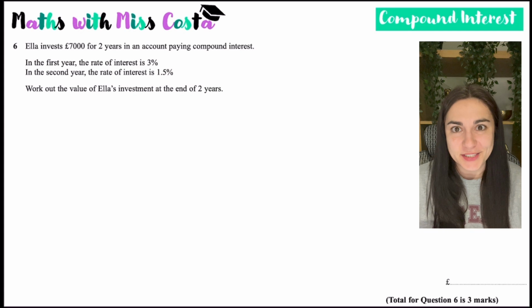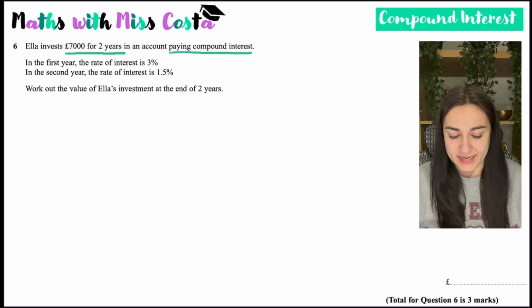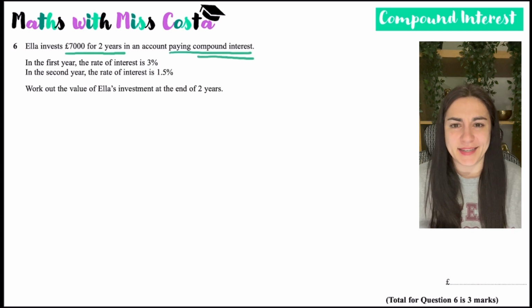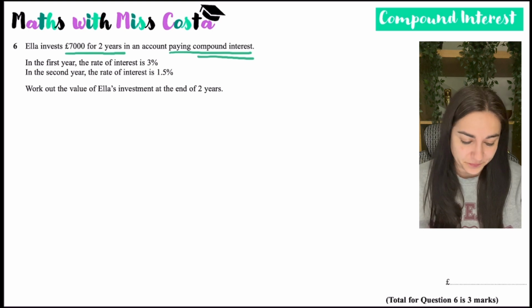Okay, so in this question, I'm told that Ella invests £7,000 for 2 years in an account paying compound interest. Now, compound interest just means that at the end of the year, you gain interest on the total value of everything in your account rather than just the initial investment. So it means each year your money's building and building and building.